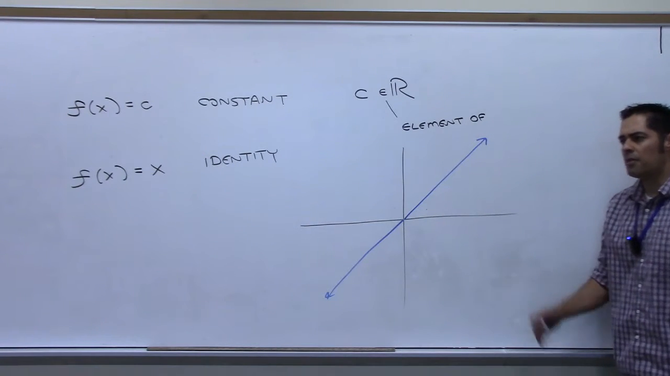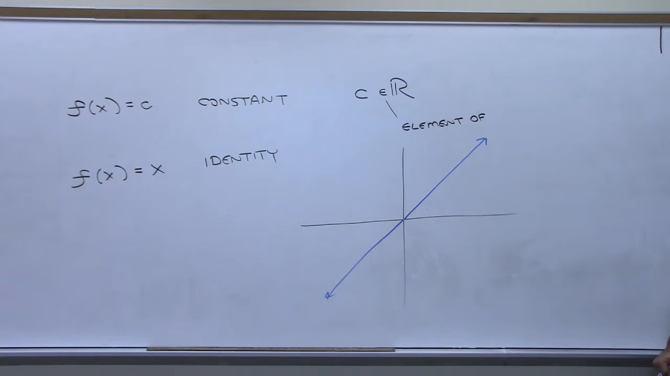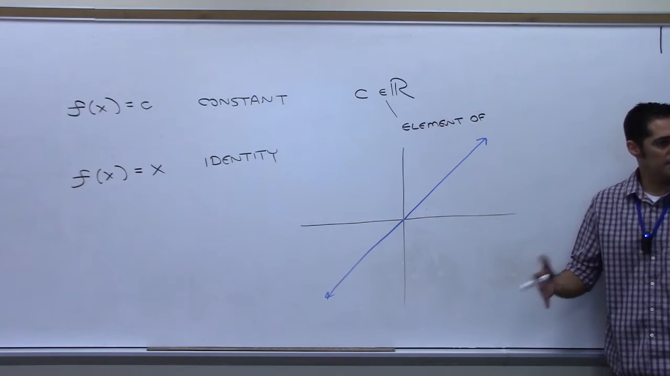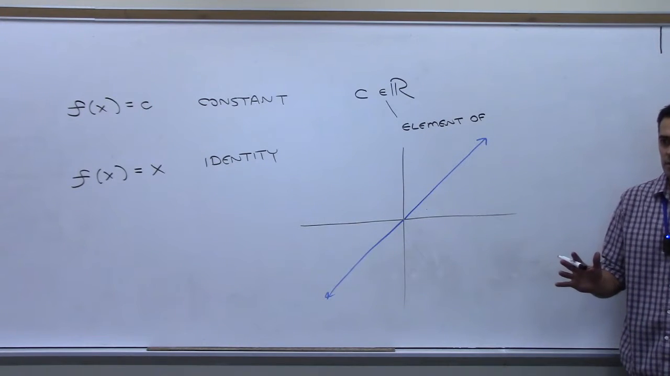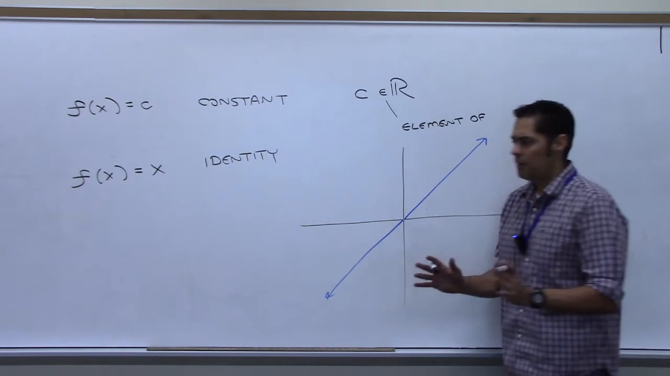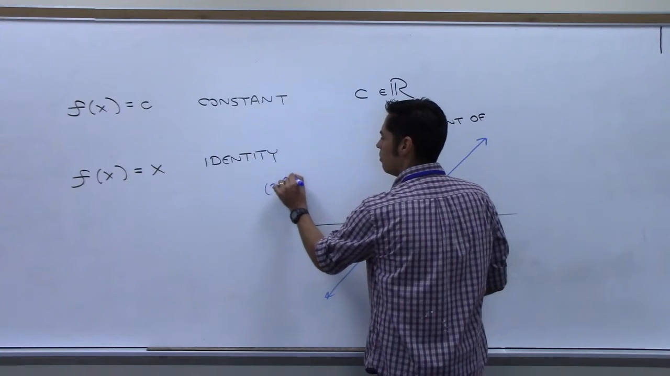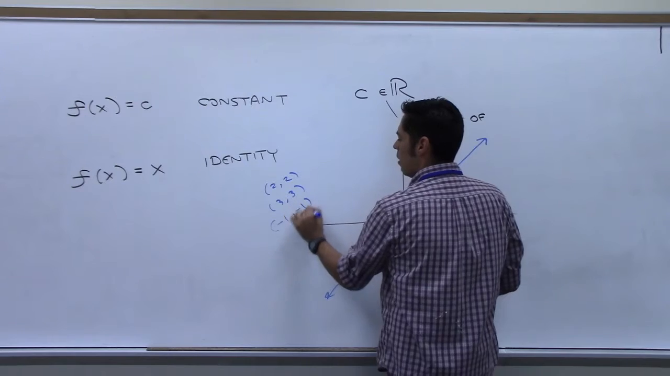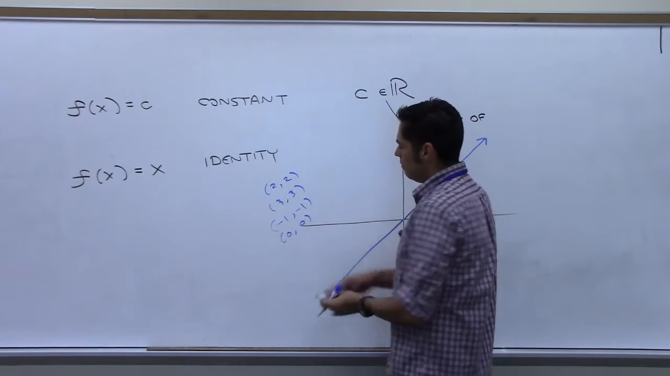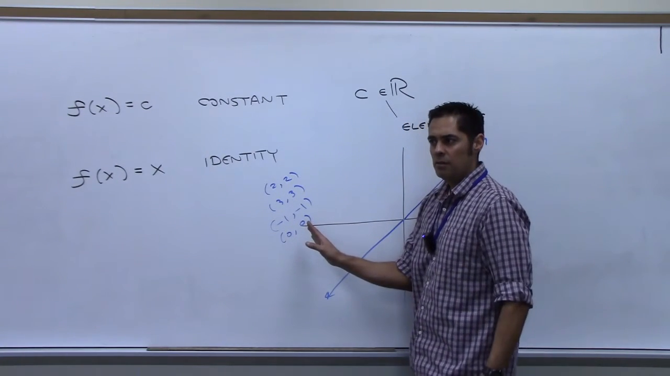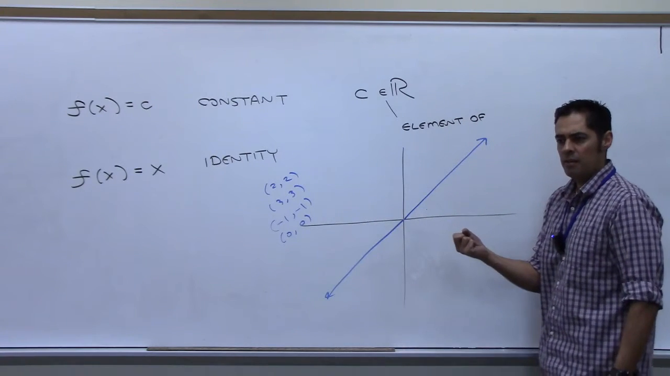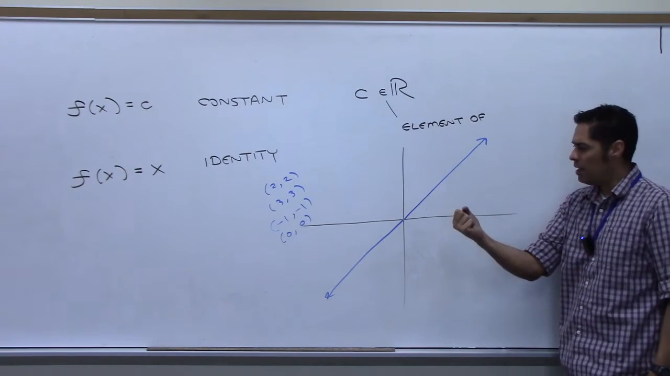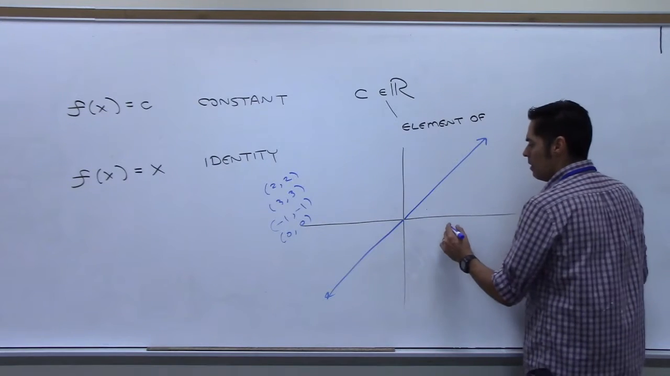Okay, what if I plug in 3? What does it spit out? 3. If I plug in 5? Negative 1? Negative 1. So my input is identical to my output. My output's identical to my input, right? If you look at the ordered pairs for this, 2, 2, 3, 3, negative 1, negative 1, 0, 0. Input and output are identical. It's the identity. It doesn't change anything. Whatever goes in comes out exactly the way it went in. So this is your identity.